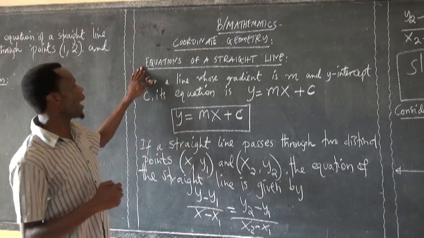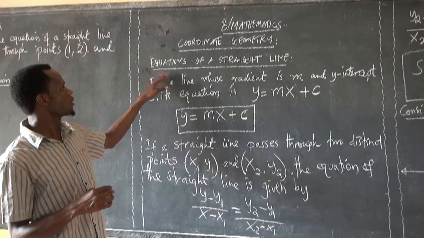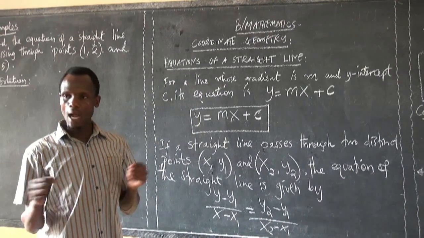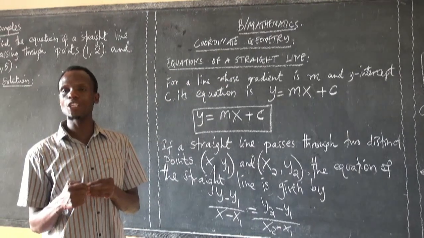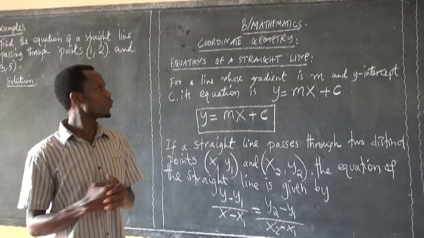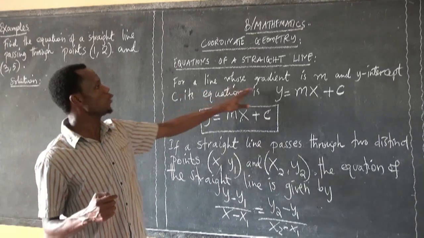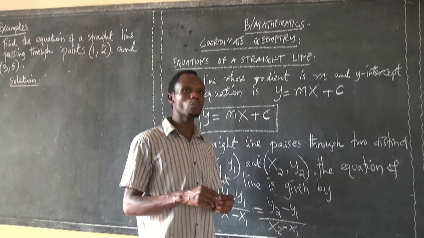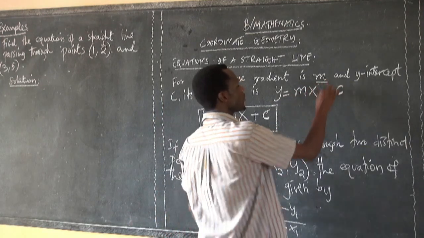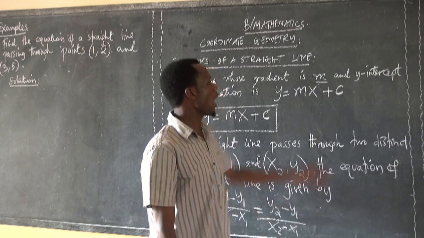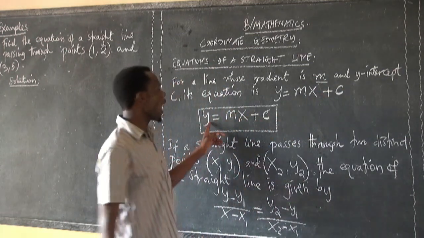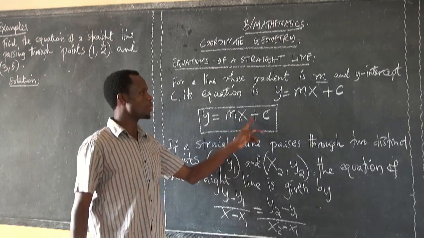Now, the third part is all about discussing equations of a straight line. How can you determine an equation of a straight line? That's what we have to know. For a line whose gradient is m, remember we talked much about the gradient and we said m is an abbreviation for the gradient, and y-intercept c, the equation is y is equal to mx plus c.